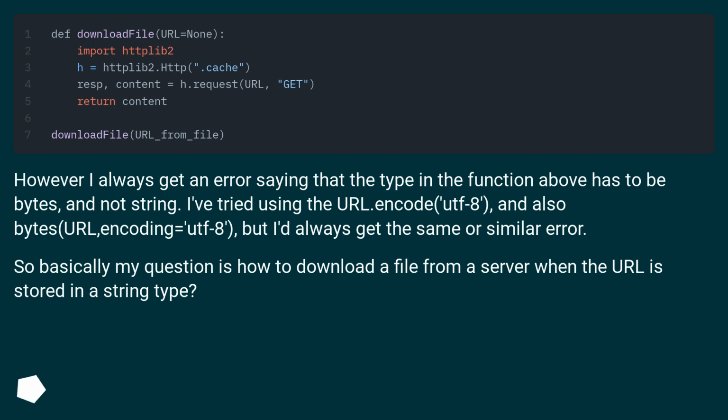However, I always get an error saying that the type in the function above has to be bytes and not string. I've tried using url.encode('utf-8') and also bytes(url, encoding='utf-8'), but I'd always get the same or similar error. So basically my question is how to download a file from a server when the URL is stored in a string type.